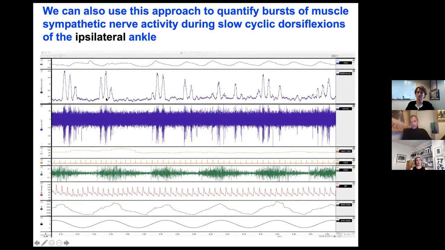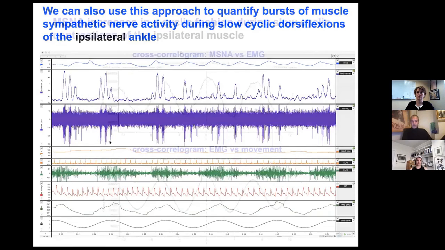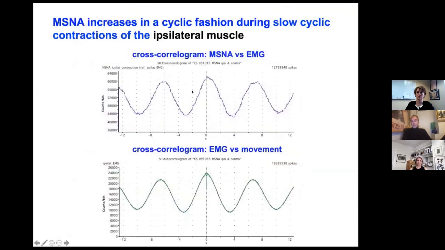We've also used the cyclic spike histogram feature to look at rhythmic exercise. Here we're just doing slow isotonic dorsiflexions of the ankle. We're recording these bursts of sympathetic nerve activity, extracting the sympathetic spikes, performing cross-correlation histograms. This is the muscle sympathetic nerve activity versus the EMG, and this is the cross-correlation of the EMG versus movement. Clearly, we've got entrainment of sympathetic outflow to the EMG, which is obviously entrained to the voluntary movement.